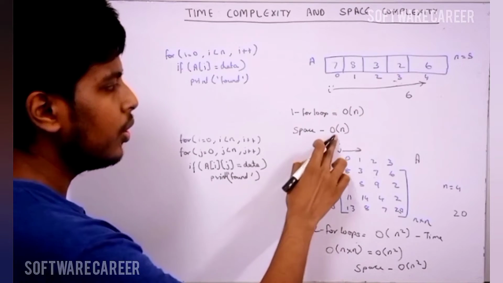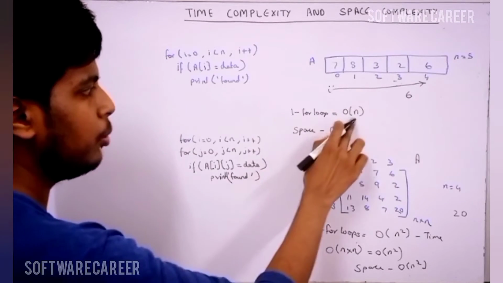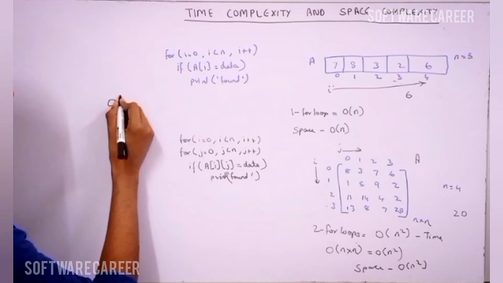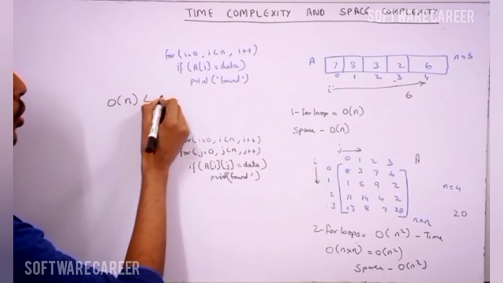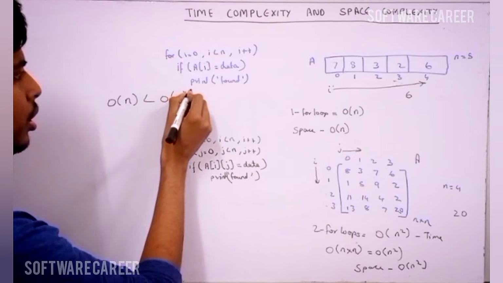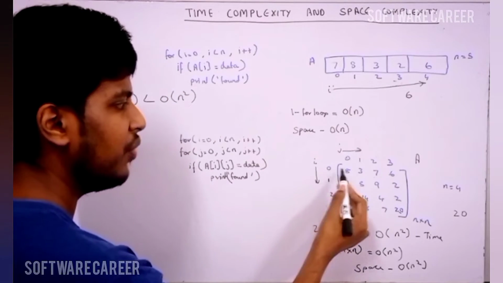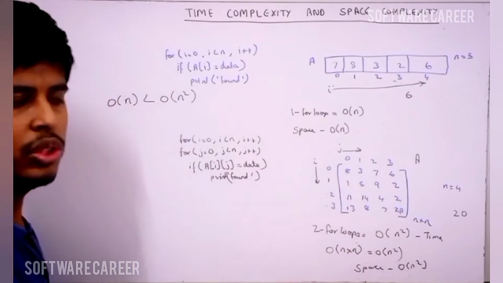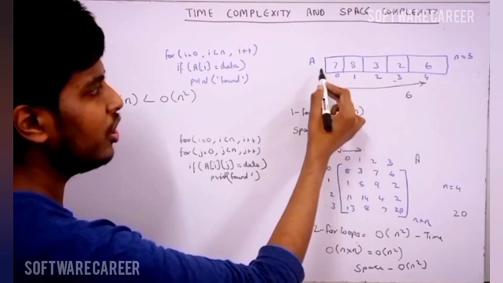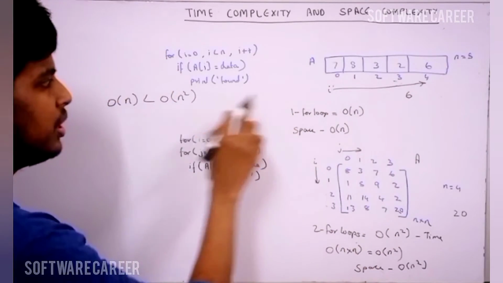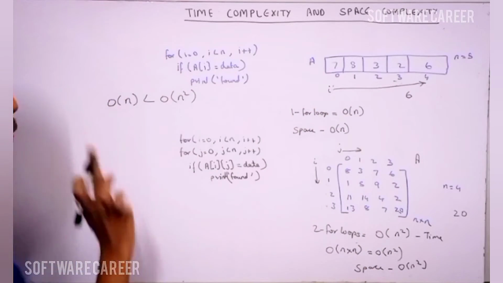Now if you see, the time complexity for the linear search program, O of n, is less than O of n square. The time complexity for this one is more because you are traveling through every column in each row. But in the linear search you are in only one row. In one row you are traveling through every column. So time is less in linear search. That is O of n.